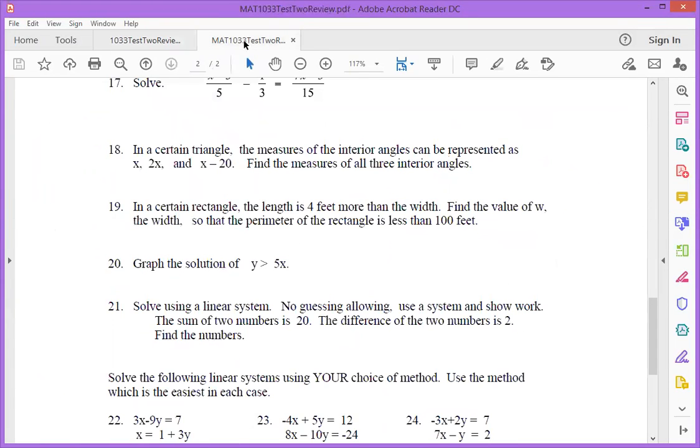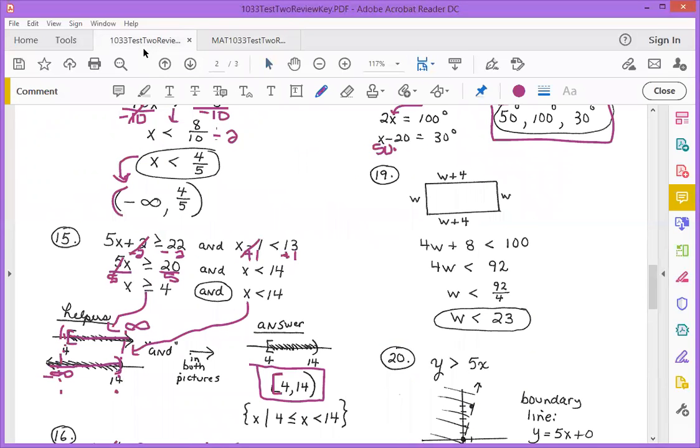For number 19, we're told that we have a rectangle, and the length is 4 feet more than the width. We're finding the value of that width, so we just want to know W, so that the perimeter is less than 100. So our length, we said, is 4 feet more than the width. So here, our length, we write as W plus 4. And we want a perimeter that is less than 100.